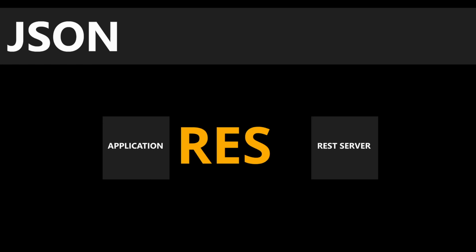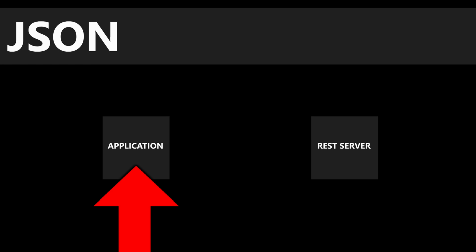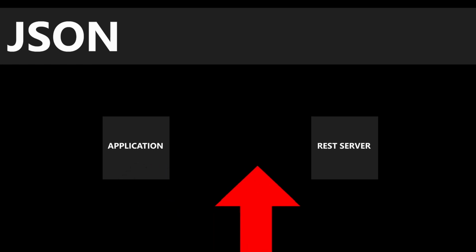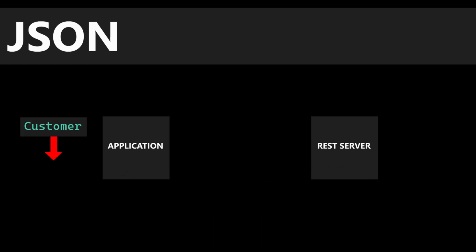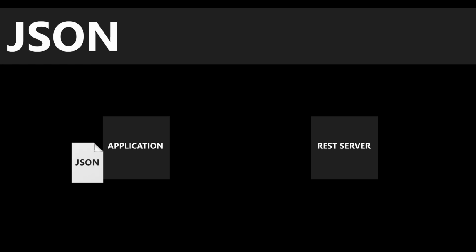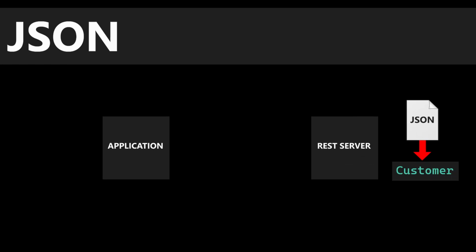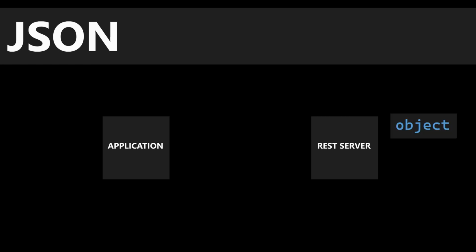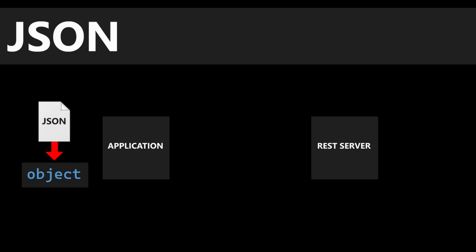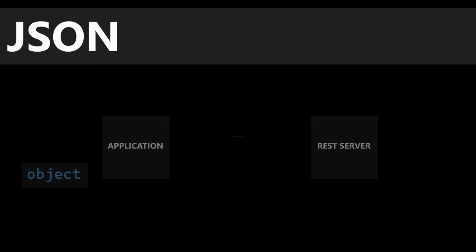A common use case of JSON is when you are communicating using REST to send and receive data. So you could have an application that wants to send some customer data to a REST server. So you will serialize down that object to a JSON, send it to a REST server that will deserialize this JSON into an object again and perform some logic with it. The server then might respond with another JSON and you will have to deserialize that object in your application.